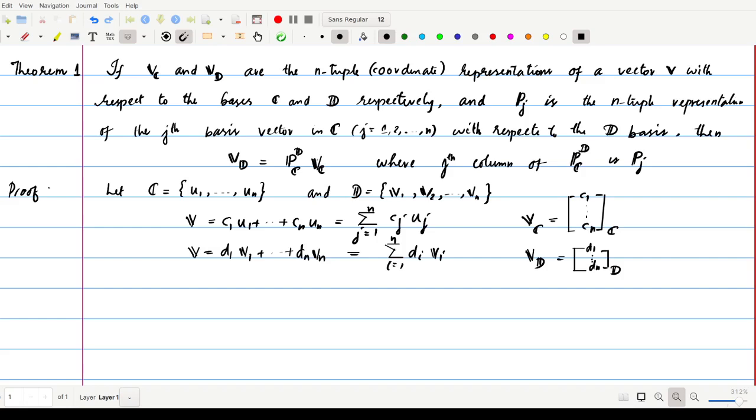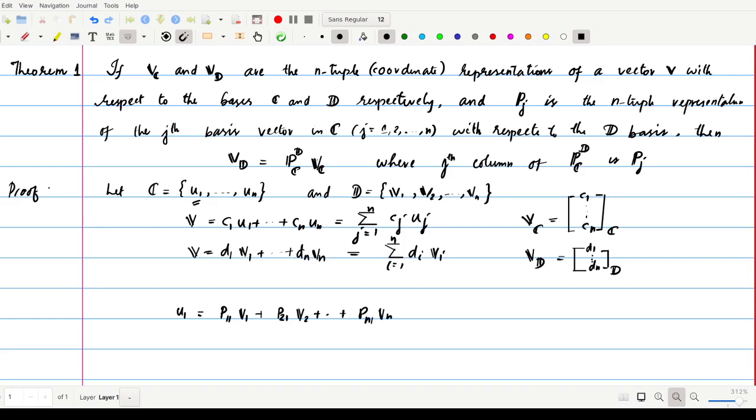Now we have to connect these two coordinates using some matrix. Since u1 is an element of V, and this is a basis, u1 can also be written as a linear combination of v1, v2, etc., vn. I'll write the scalars corresponding to u1 as p11 v1 plus p21. Please note this is 1 1 and this is 2 1, because this is going to be the first column of that matrix P in the theorem. So we write this as p11 v1 plus p21 v2 plus etc. plus pn1 vn.